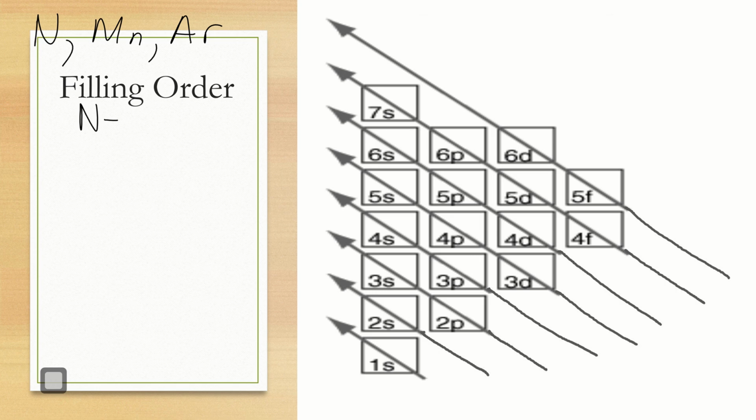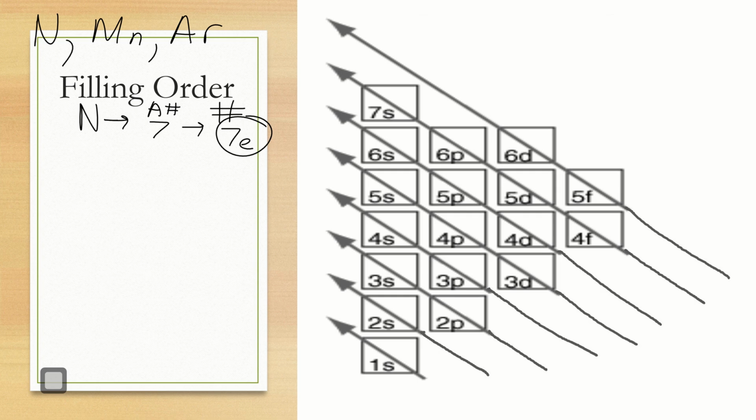All right? Well, nitrogen has an atomic number of 7, which means it has 7 protons, which means it has 7 electrons. Yep. It has 7 electrons. Okay? So I need to figure out how to place 7 electrons into the electron configuration.